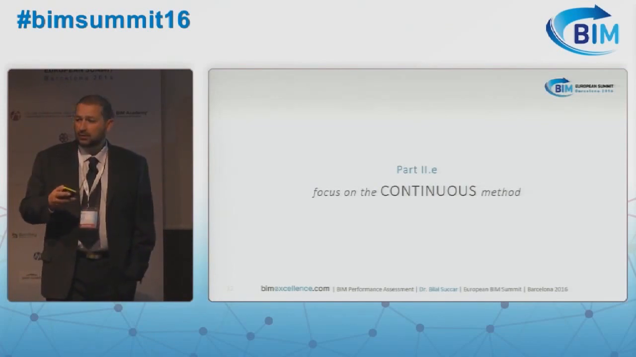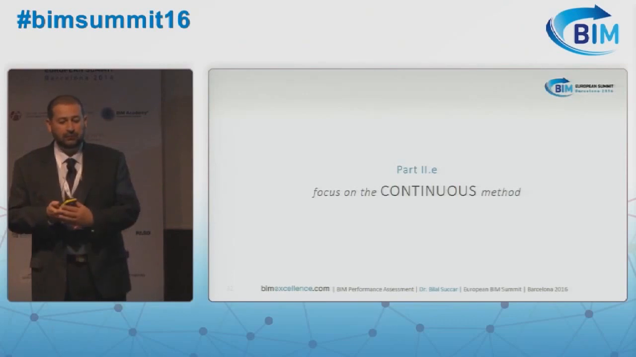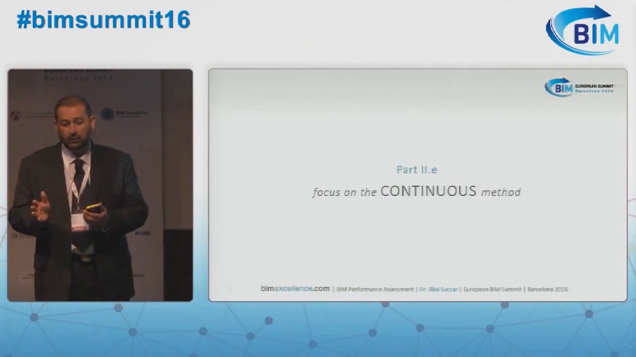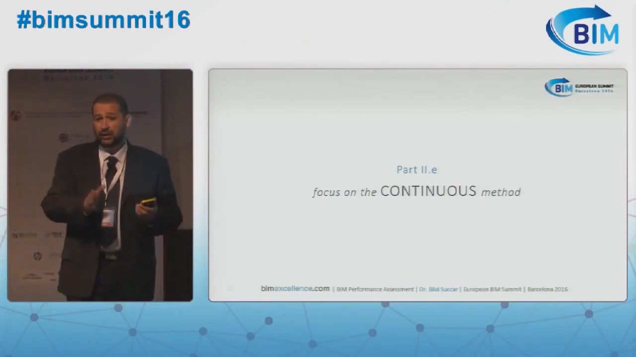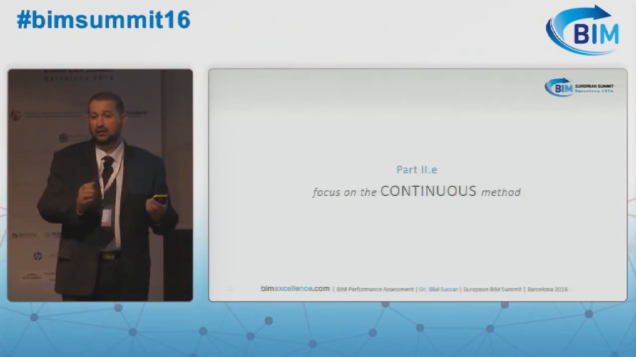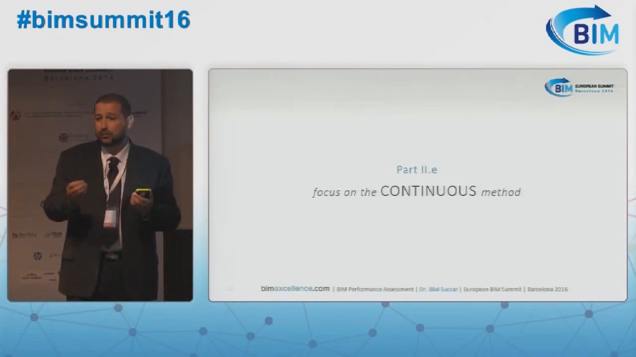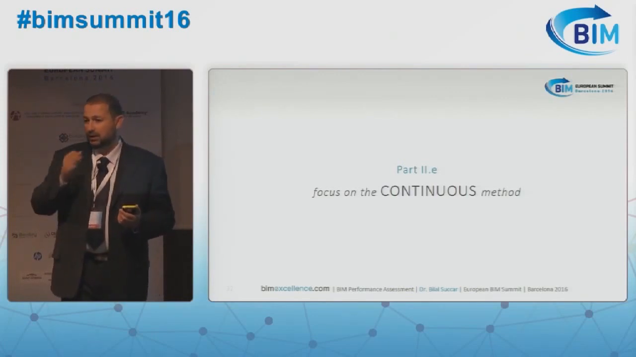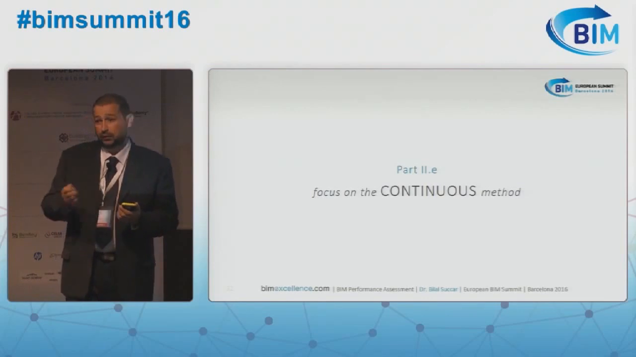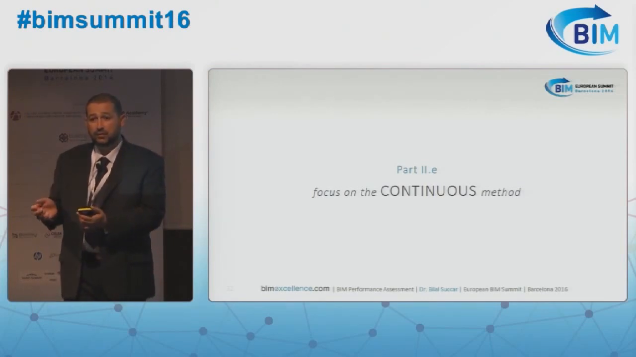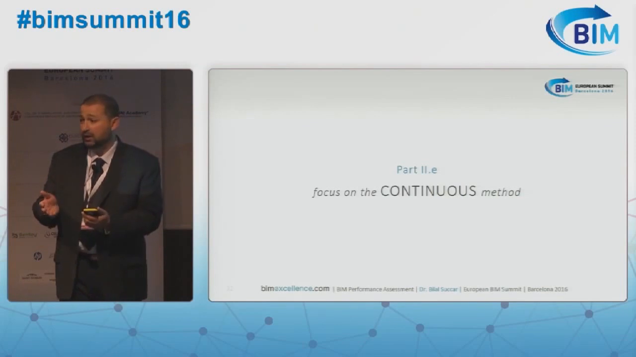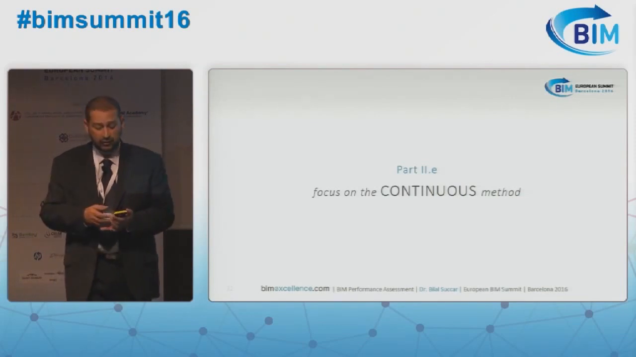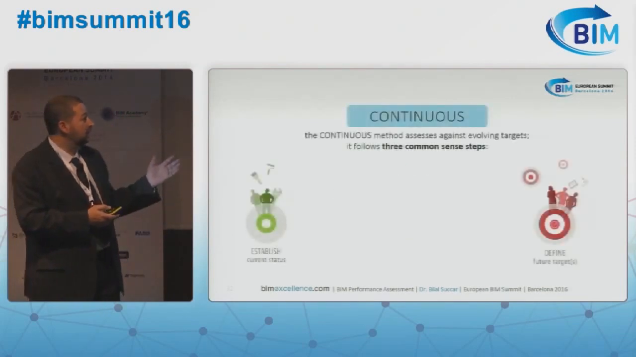As a reminder, we said the staged method, if we're measuring for compliance, we can look at the company and say, are they compliant with UK level 2 or in the future UK level 3? We can measure that by measuring against the components within that level. Do they follow PAS 1192-2? Do they follow the security protocols, etc.? Or if we're measuring not compliance but performance, we can measure if they are modeling, if they're collaborating, etc., and at what level of maturity. When it comes to the continuous method, we have really three steps.